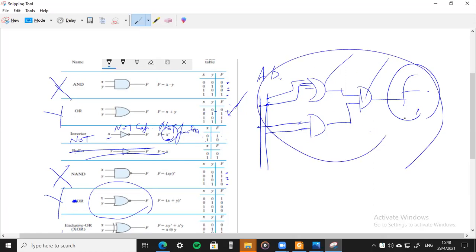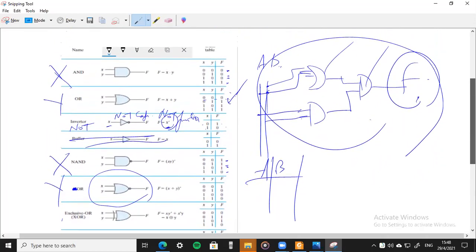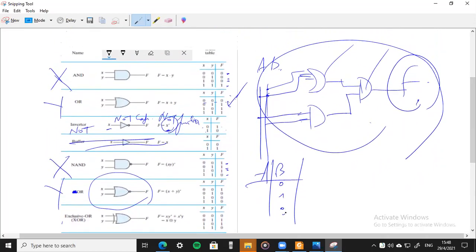For example, here, I know I have two inputs, A, B. If I have two inputs, I have 4 possible combinations, 0, 1, 0, 1, 0, 0, 1, 1. I have A, B at this point. Let's call this point Z. At point Z, here we have an OR gate. So it means A plus B, 0, 1, 1, 1.